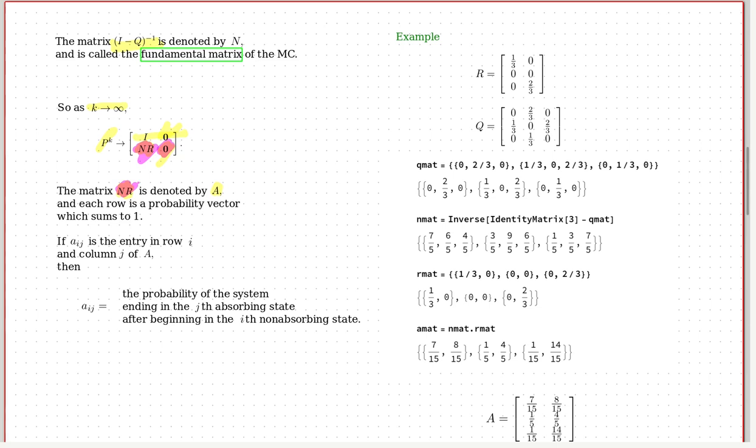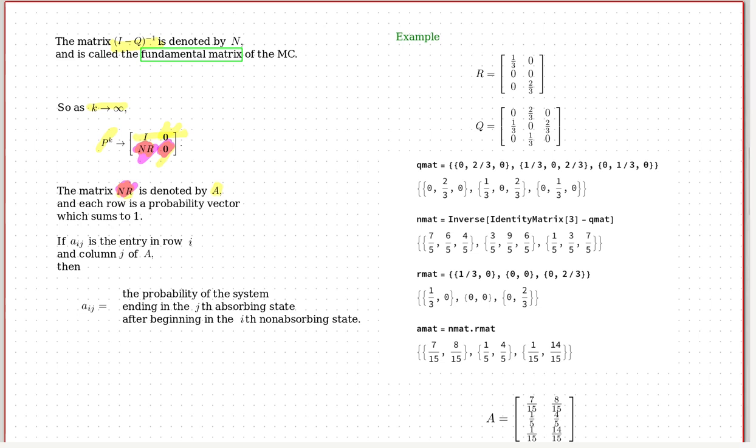Okay, and now the significance of these entries, well, you can kind of figure it out for yourself, right? Think about what this means. The rows in A correspond to the non-absorbing states. The columns in A correspond to the absorbing states. So the probabilities in A represent the probability that if you start in a particular non-absorbing state, you will eventually end up in a particular absorbing state, right?